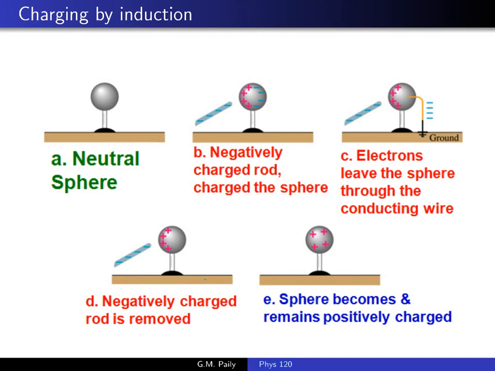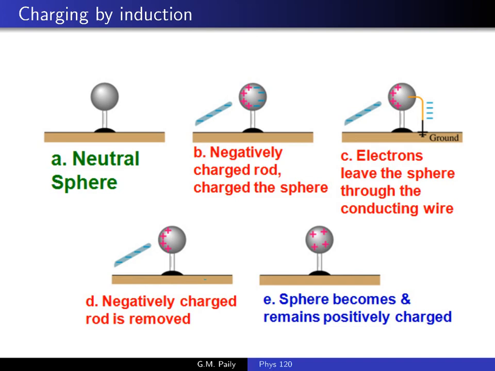We now look at charging by induction. We saw that in charging by conduction, where we simply touch two objects together, the charge on one object is shared with the other object. In this way, both objects end up with the same sign of charge. If one of them was neutral and the other was positive, once we touch them, they both become positive.